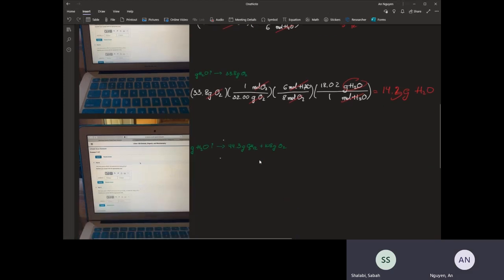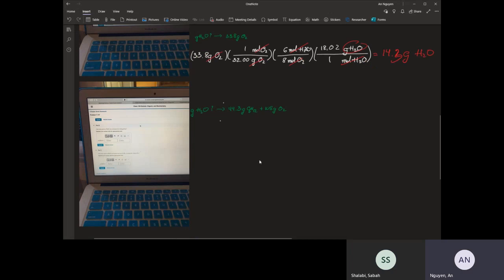So finally, it's asking how many grams of H2O are produced if we mix a certain amount of C5H12 and an amount of O2. So for this problem, we are given the amount of both reactants. Every time we are given the amount of reactants, we should go and check for the limiting reactant.